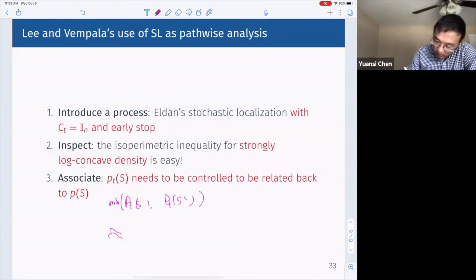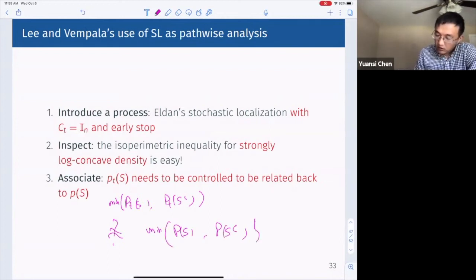with the minimum of p(A) and p(A complement). This is a way to associate the properties of the low-dimensional isoperimetric inequality to the high-dimensional one. And this part was not trivial because of this specific C_t choice.